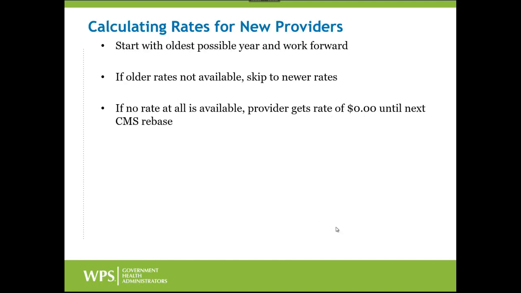So when our auditors receive requests for new providers that are newly SCH or MDH, what we do is we start with the oldest possible year, we see if there's an 82 cost report, we see if there's an 87 rate, and we calculate it, we work forward. Because, again, you're always going to get the highest of those rates. So let's just say you had an 87 rate that was quite high, and when we try to rebase to 96 or 2006, those rates are not as high.